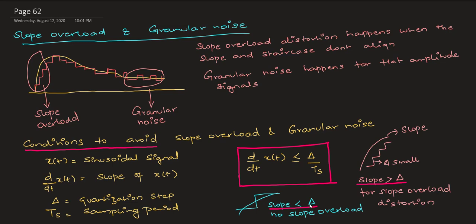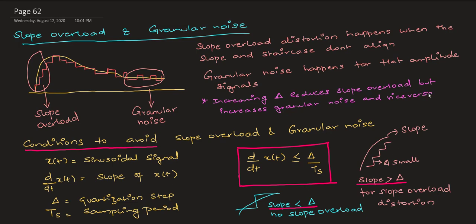So it's better to choose a value for step size that will reduce a bit of both slope overload and granular noise. If you have a signal which has only one of these distortions, then you don't have a problem. You can either increase the step size to overcome the slope overload, or decrease the step size to overcome granular noise. Understood? So increasing step size reduces slope overload but increases granular noise, and vice versa.